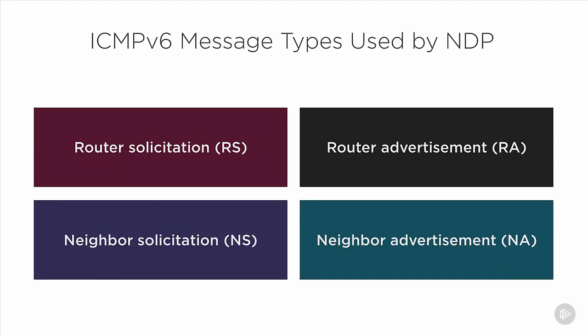There are 5 ICMP version 6 messages that NDP uses, 4 of which we're interested in: router solicitation, or RS, router advertisement, RA, neighbor solicitation, NS, and neighbor advertisement, or NA. Are you seeing a pattern here?